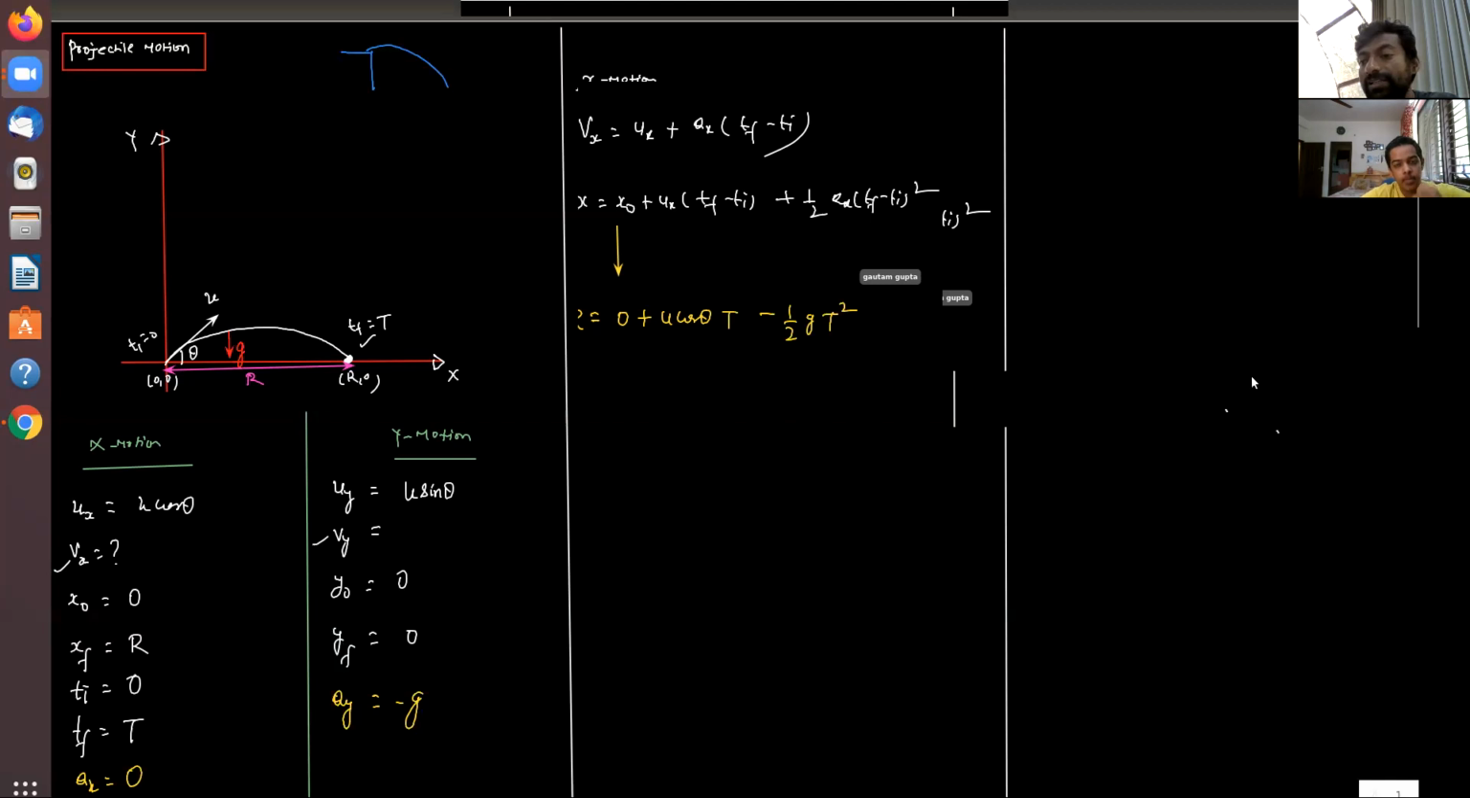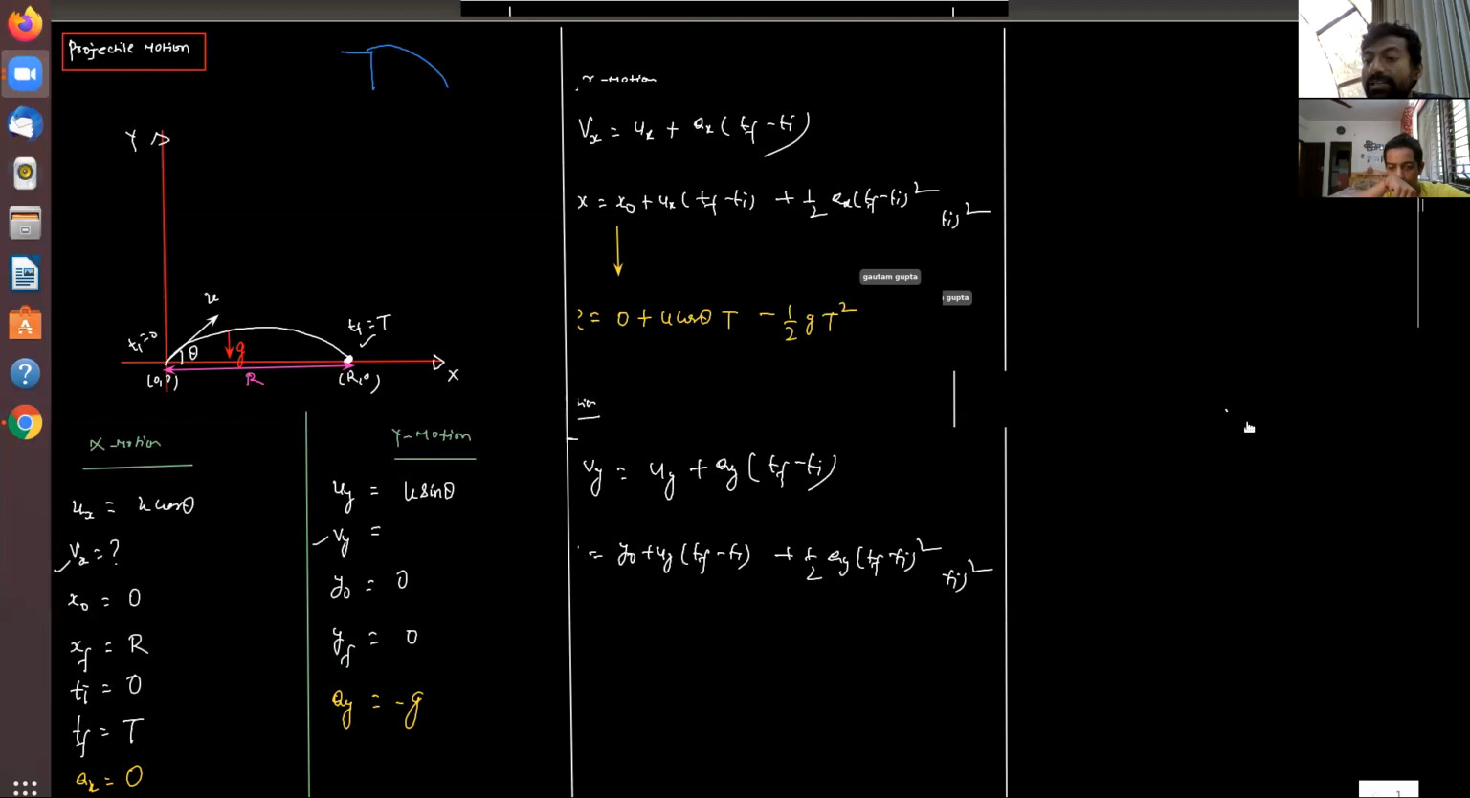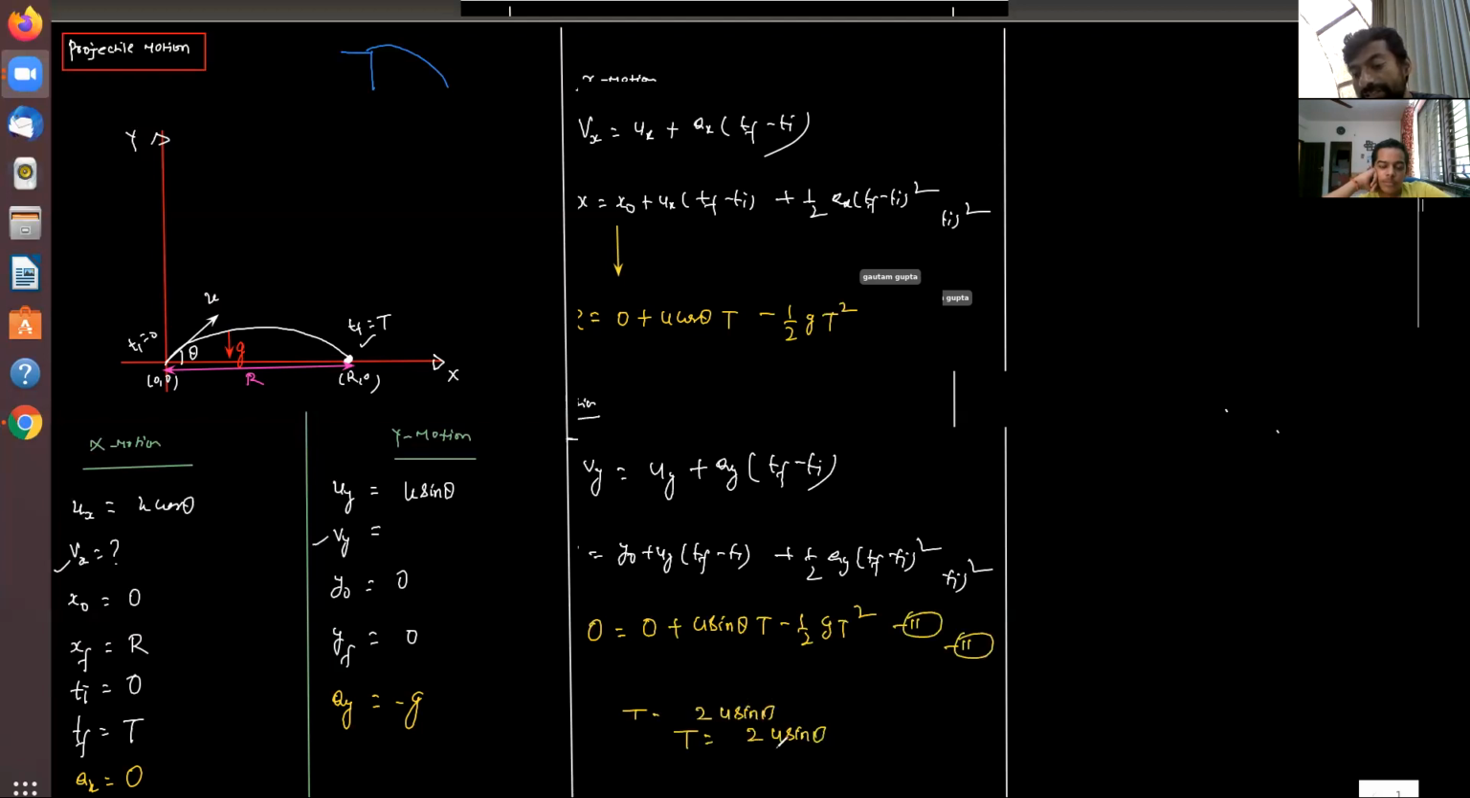Similarly, you will write the equation for y motion. Let's say vy is equal to uy plus ay into tf minus ti, or we write y is equal to y naught plus uy into tf minus ti plus half ay into tf minus ti whole square. You have to apply this formula in this form. So when the particle reaches here, what is the y final? Y final is 0, y initial was 0, uy is u sin theta, so 0 equals u sin theta into T minus half g T square. From this equation you will get T as 2u sin theta by g. This is called the time of flight.